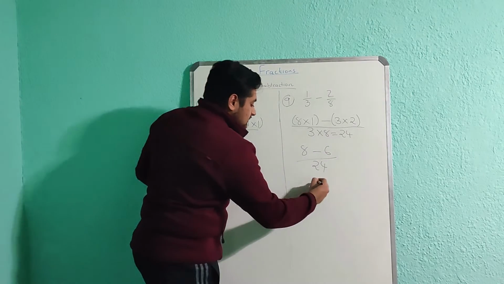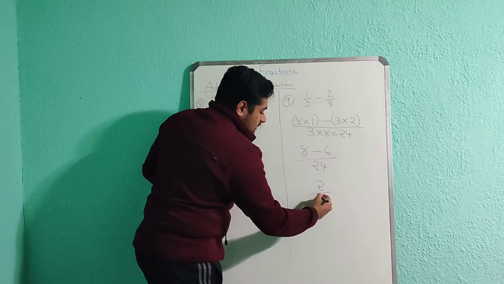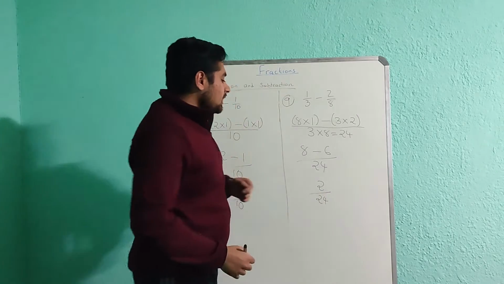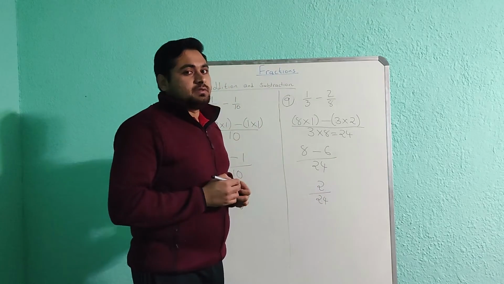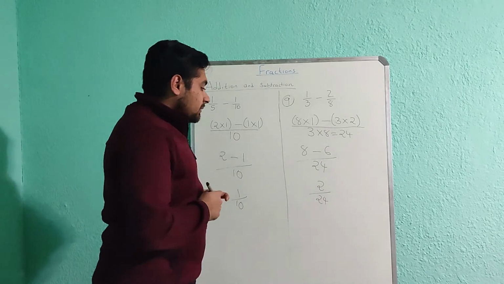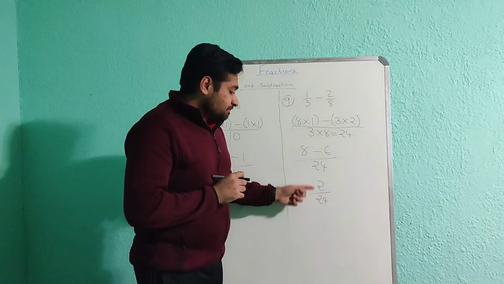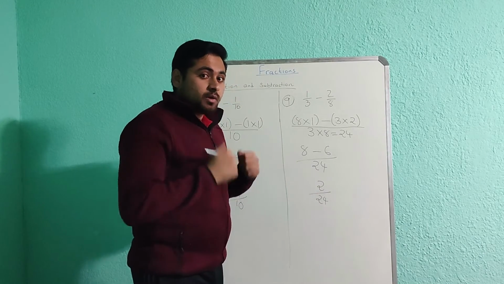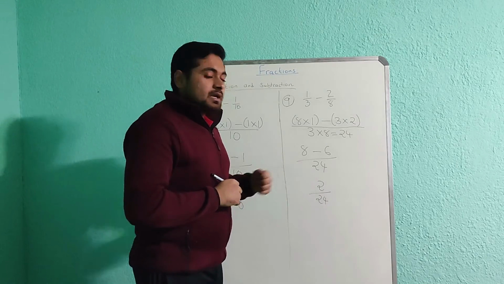8 minus 6 is 2 over 24. Now we have both even numbers. Hence we can see they both can be divisible. So what is the greatest common divisor that can be divided?